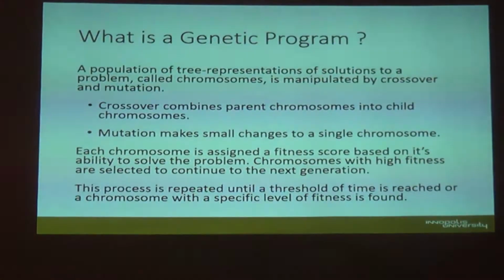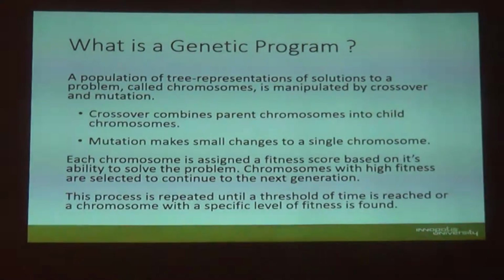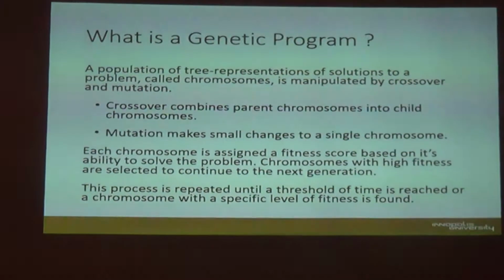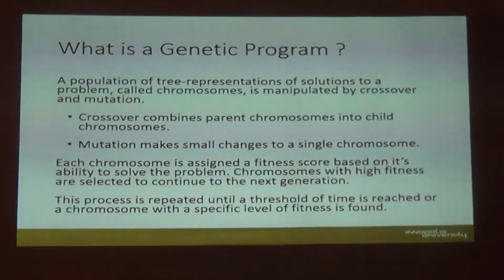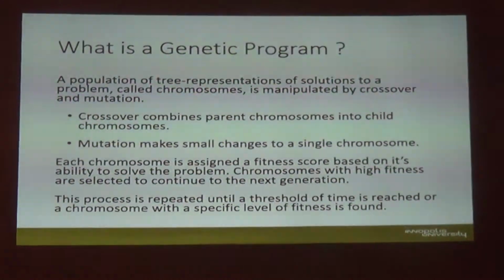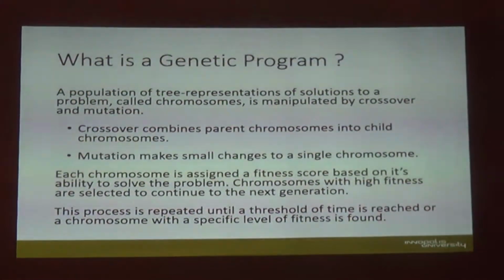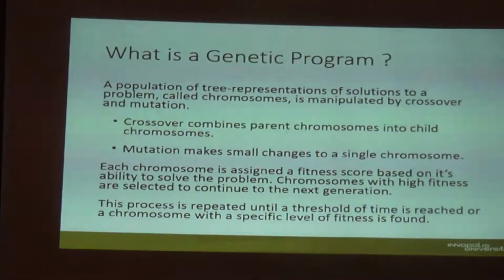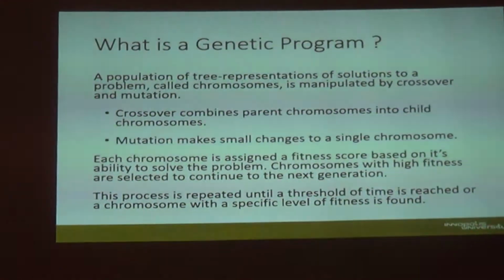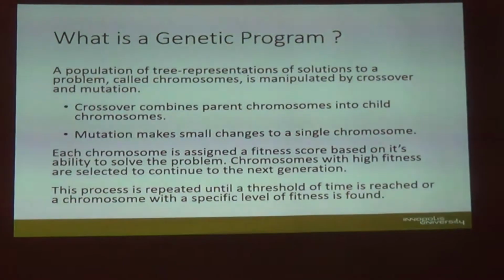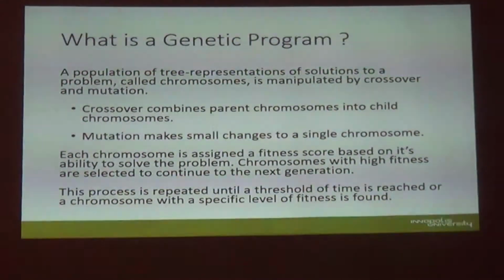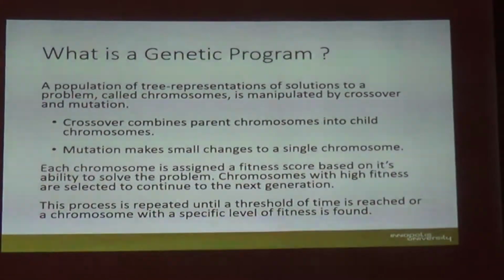Okay. So genetic programming is one way that we used to do this, evolutionary programming. You have a population of tree representations of solutions to a problem. We call them chromosomes. It's kind of a cartoon version of biology. And it's manipulated by crossovers or mutations. Crossover combines some of one level and another level and glues them together. Mutation makes a small change in a single level.